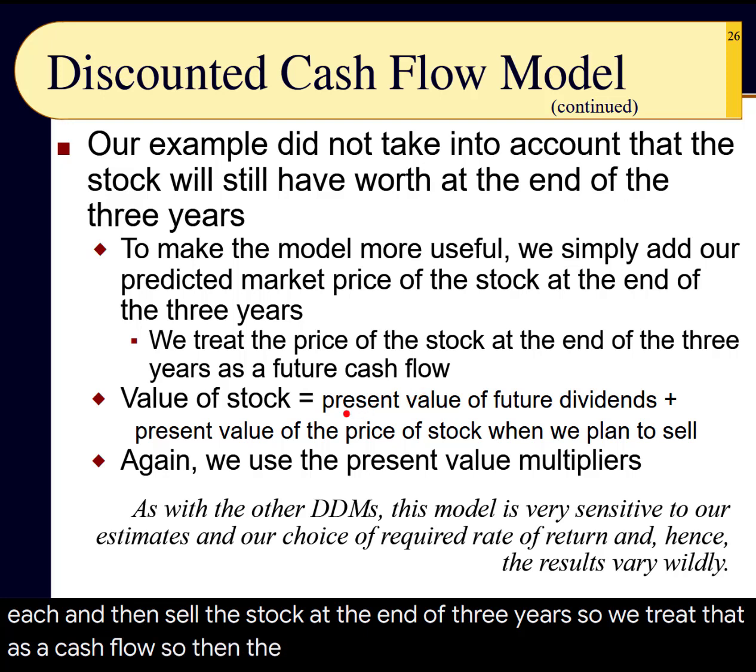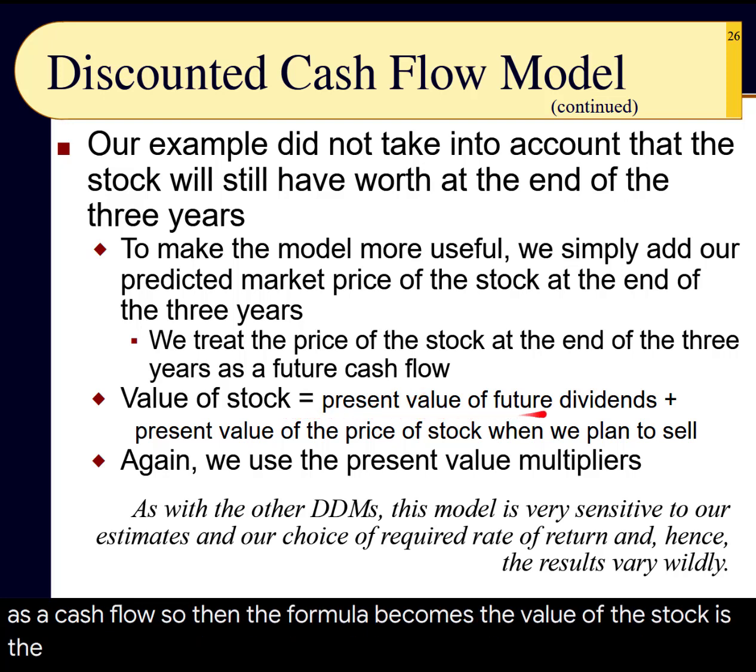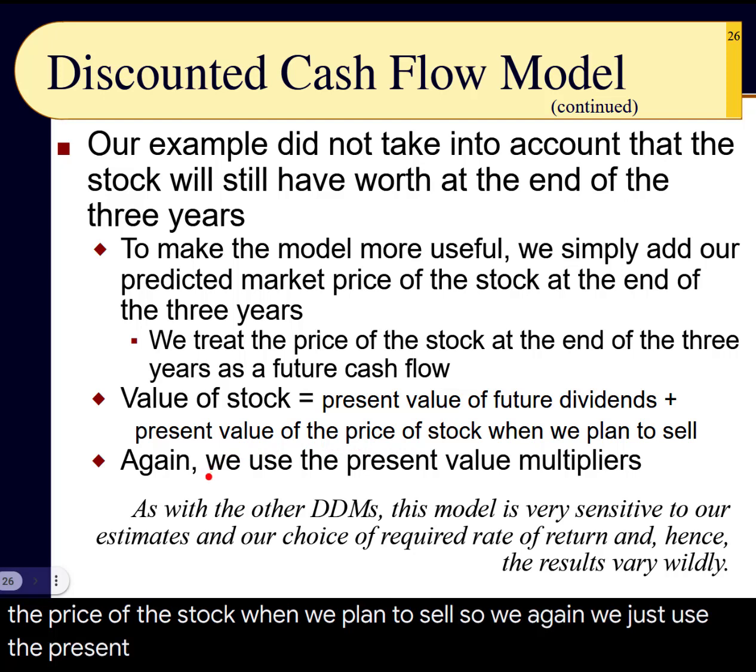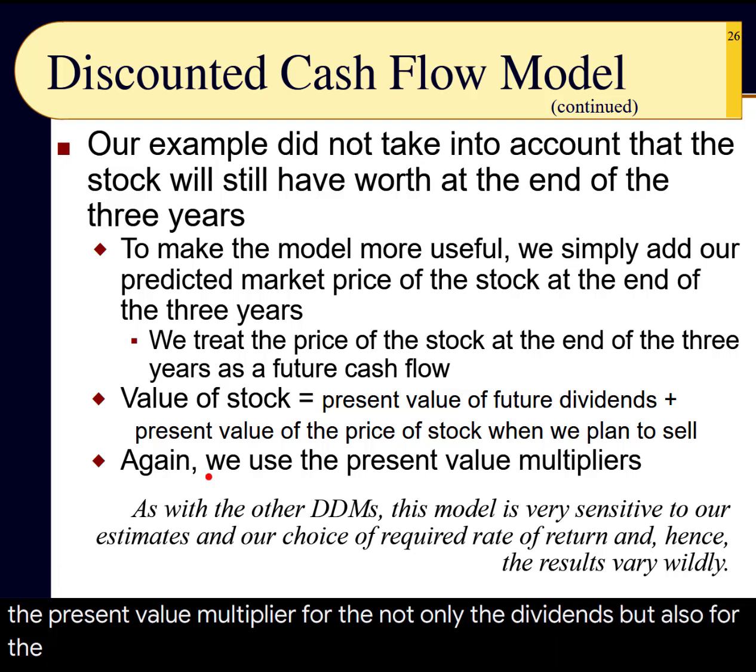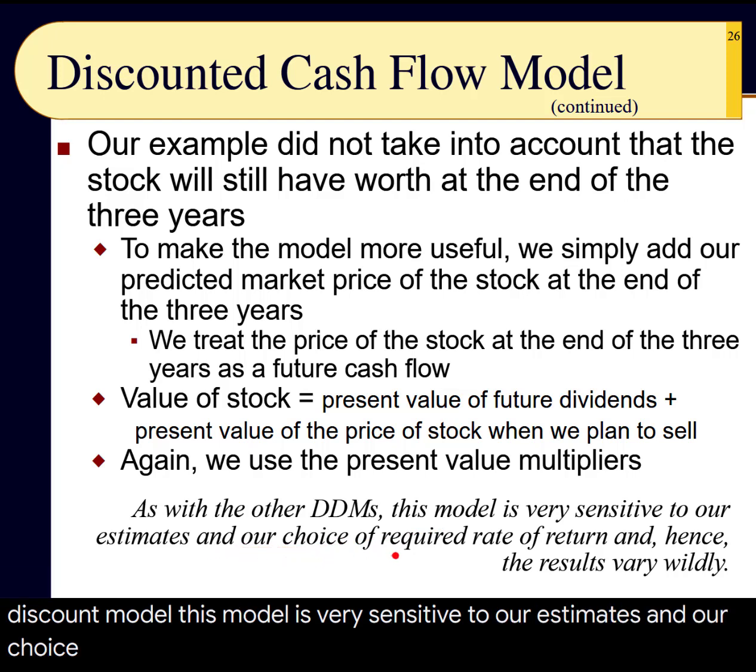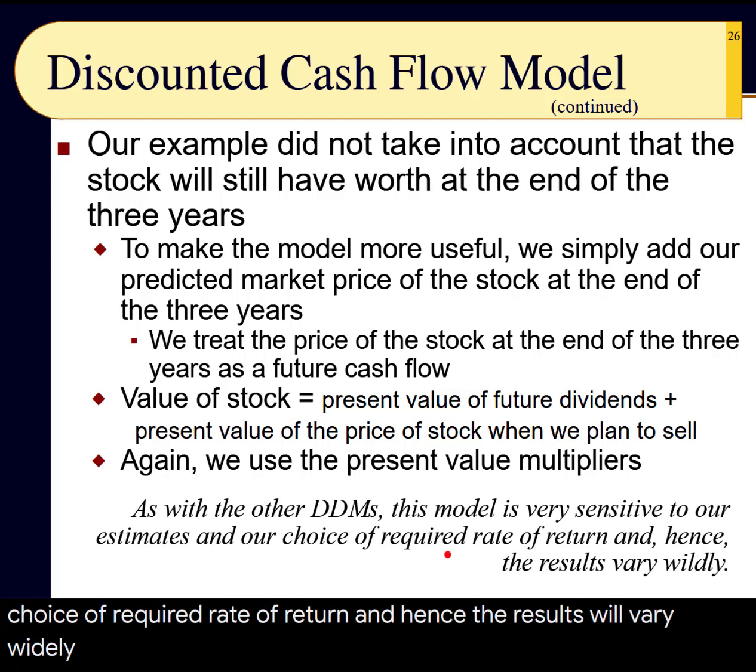So then the formula becomes the value of the stock is the present value of the future dividends plus the present value of the price of the stock when we plan to sell. So we just use the present value multiplier for not only the dividends, but also for the expected price of the stock. And as with the other dividend discount models, this model is very sensitive to our estimates and our choice of required rate of return, and hence the results will vary widely depending on our required rate of return.